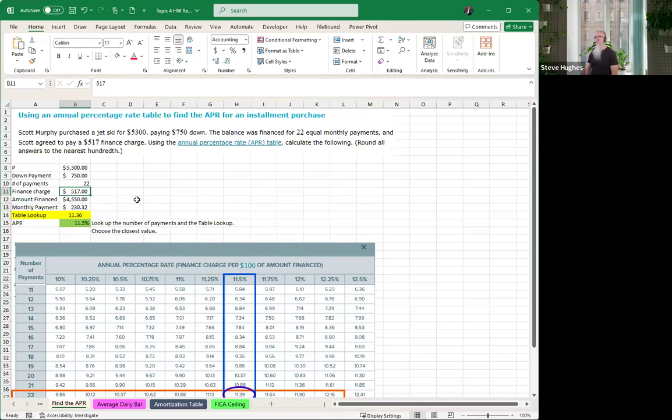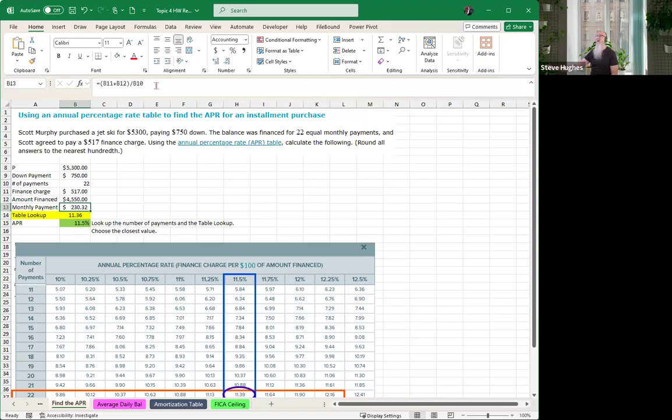Okay, so our next question is how much was financed? To find the amount financed, we take the difference between P, the principal, and D, the down payment. The difference between those two is our formula. And in this case, it's $4,550.